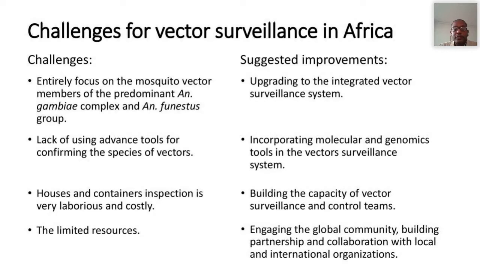Therefore, we suggest engaging the global community, because the spread of Anopheles stephensi is risking all the progress that has been made so far in the prevention, control, and elimination of malaria in Africa. Global engagement is crucial to maintain that success and take it further by preventing any further spread of this invasive disease vector as well. So, building partnerships and collaboration with local and international organizations, including academic institutes, private sectors, as well as non-governmental organizations.